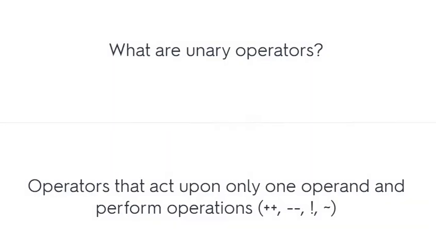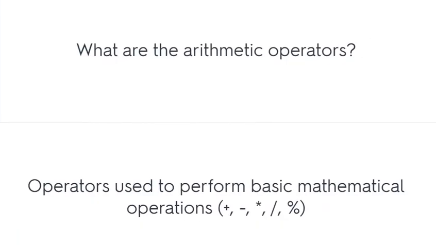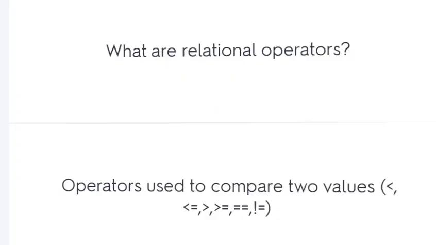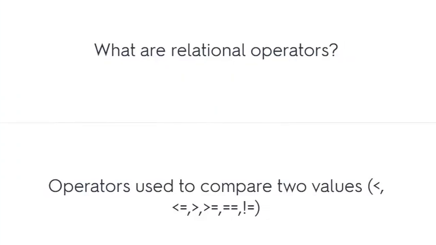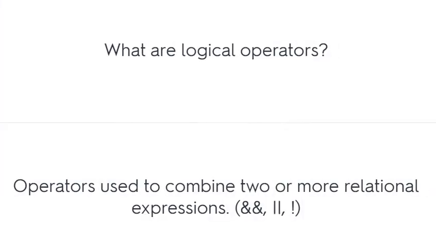What are unary operators? Operators that act upon only one operand and perform operations. What are the arithmetic operators? Operators used to perform basic mathematical operations. What are relational operators? Operators used to compare two values. What are logical operators? Operators used to combine two or more relational expressions.